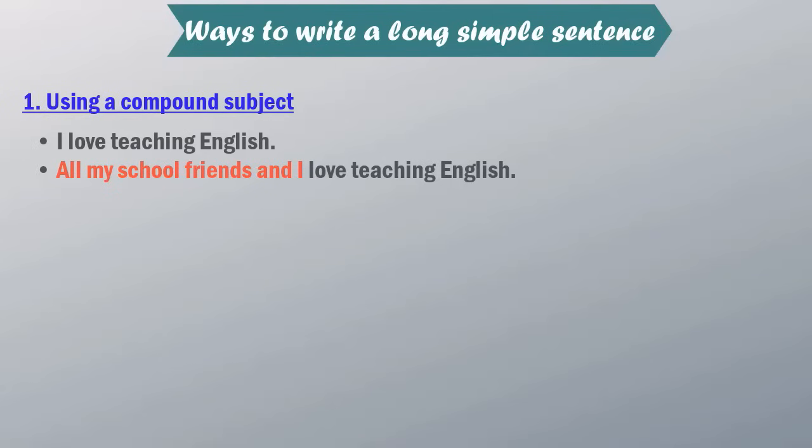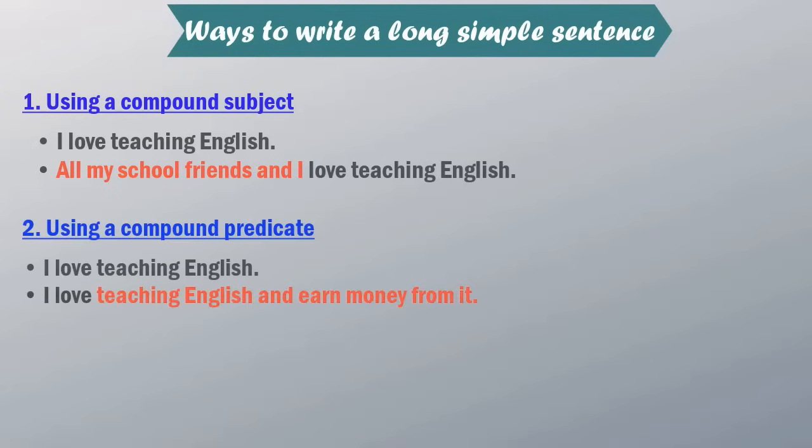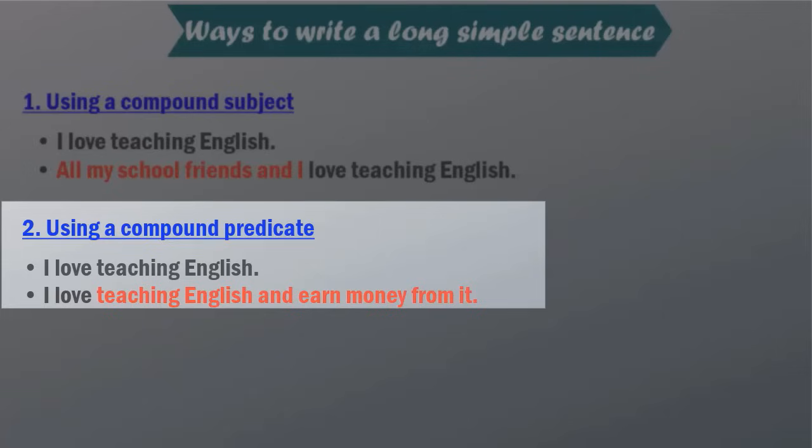Another way to do it is to use a compound predicate. For example, I love teaching English and earn money from it. I love teaching English is the first predicate, and earn money from it is the second. Both these predicates belong to the same subject, which is I. I love teaching English, I earn money from it. So I love teaching English and earn money from it is a simple sentence that has a compound predicate. Got it? So that was the second way to do it.